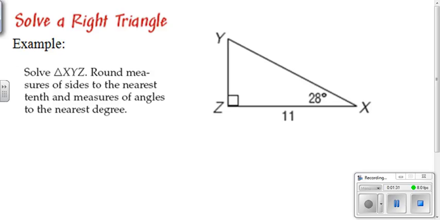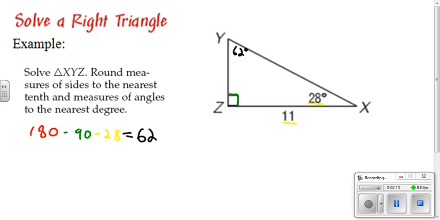Solving a right triangle. So in this case, all we are given is one angle and one side. And I guess technically we're also given this angle, the right angle, but we're always given that in a right triangle situation. Because we have a right triangle, and every triangle has to add up to 180 degrees, we can subtract the other two values, that 90 and 28, to find the value of our last angle over here, and that's going to come out to 62. So we'd say that this is 62 degrees right here.